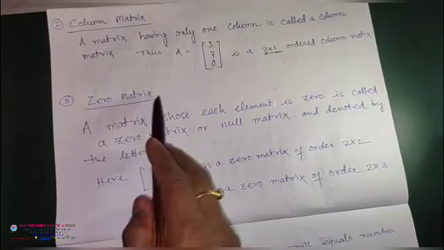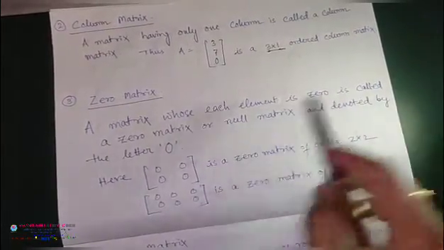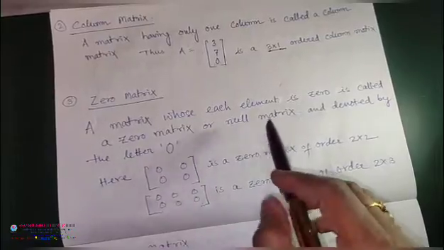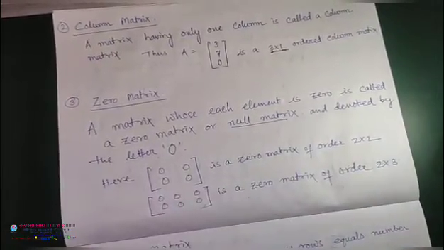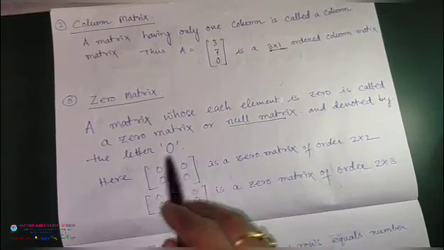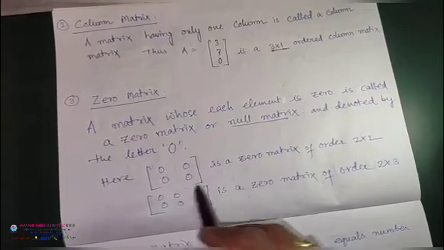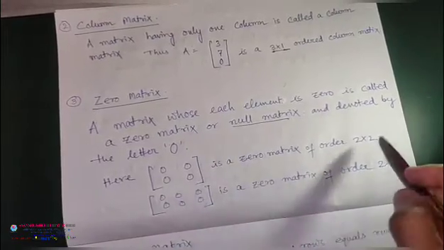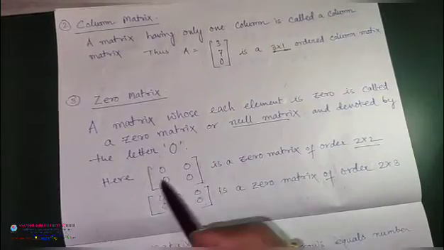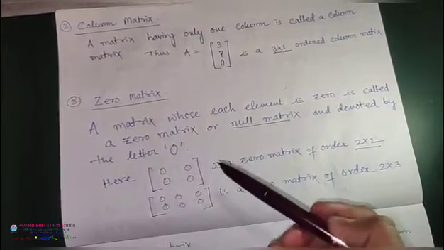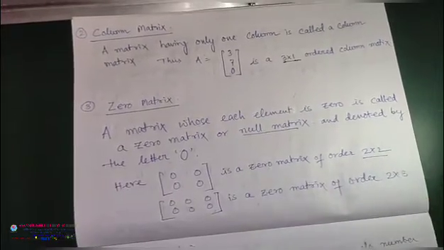Third one is zero matrix. A matrix whose each element is 0 is called a zero matrix or null matrix and denoted by the letter O. Here in this matrix all the elements or entry are 0. So it is a zero matrix of order 2 by 2, since here number of rows are 2 and number of columns also 2. So this is a zero matrix of order 2 by 2.